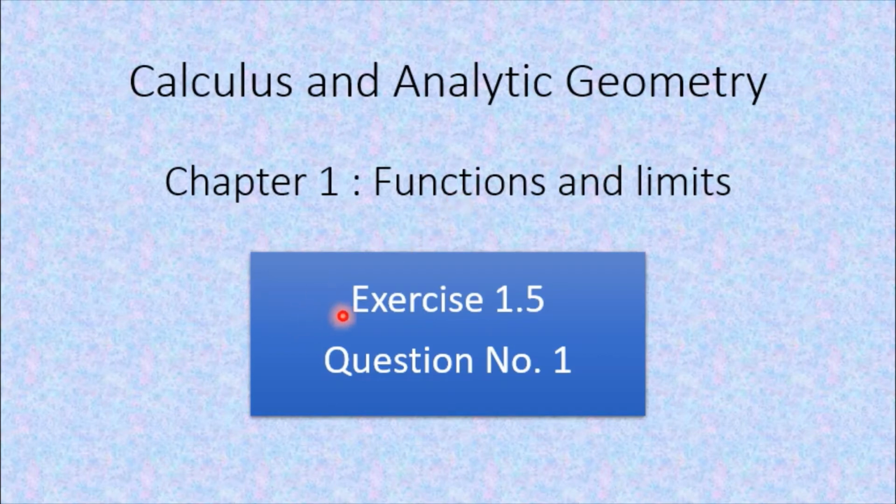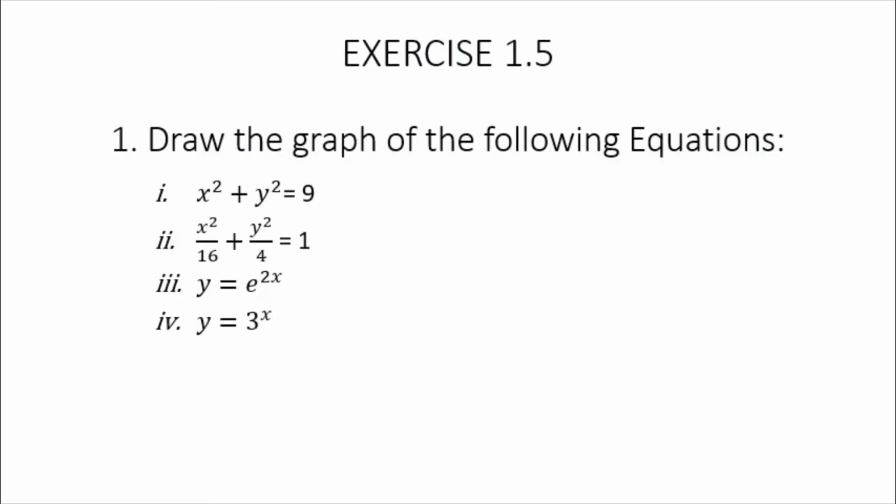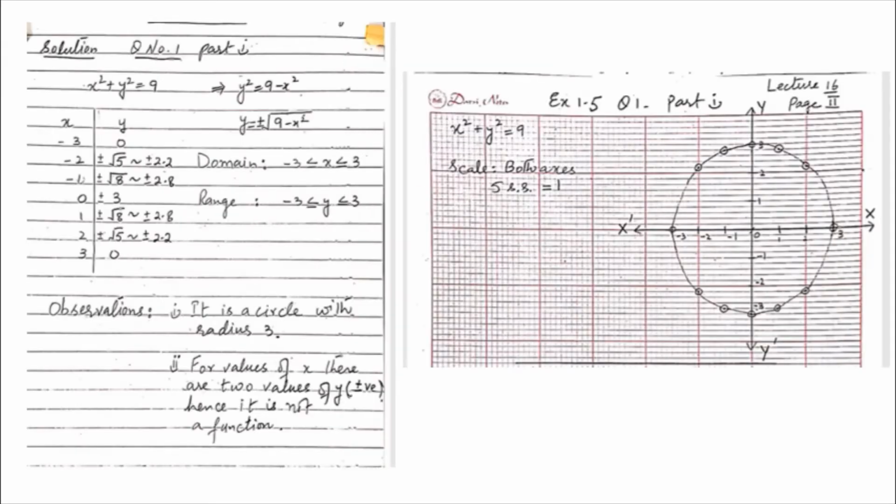Bismillahirrahmanirrahim. Exercise 1.5, question number 1. We have to draw the graph of the following equations. Let's start from 1. The given equation is x square plus y square equals to 9. You can see it is in implicit form.